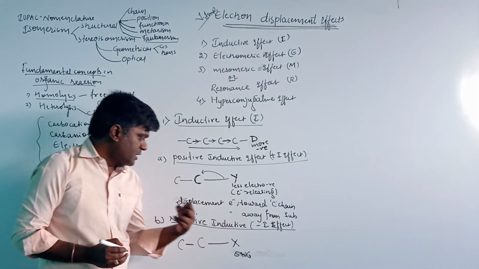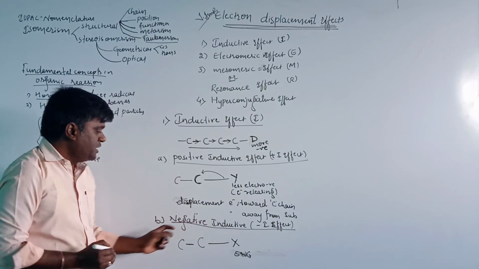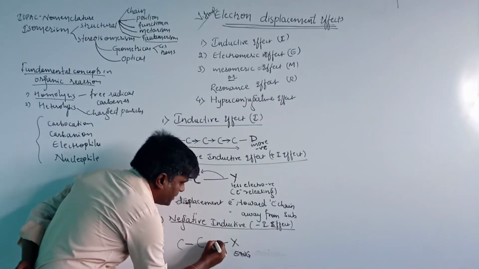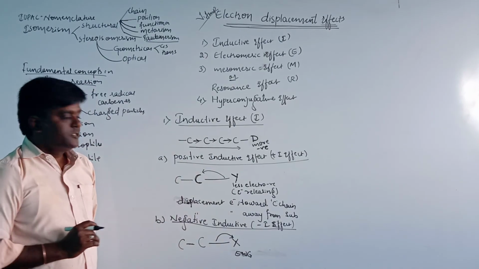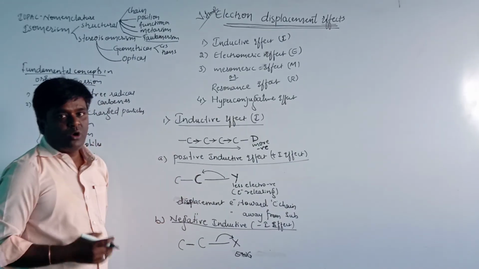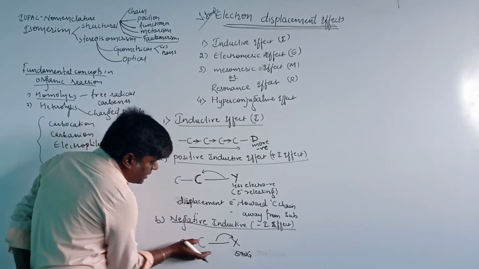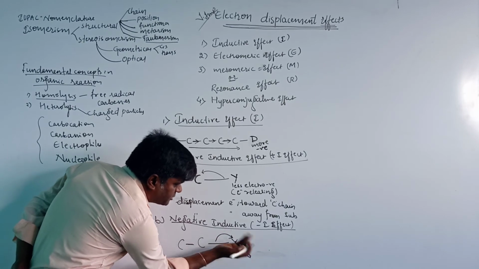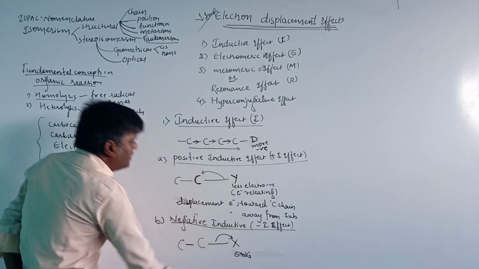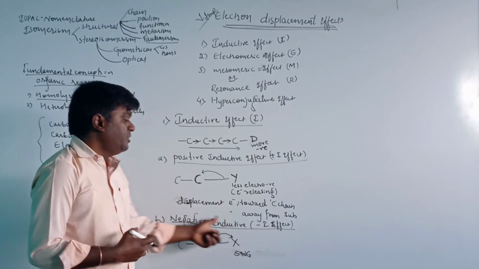In the negative inductive effect, the displacement of electrons will take place towards the substituent group, that is known as a negative inductive effect. Or the displacement of electrons takes place away from the carbon chain towards the substituent group, that is the minus I effect or negative inductive effect.